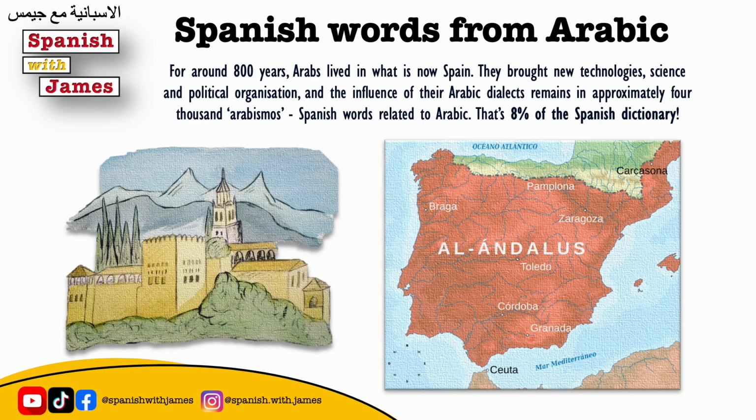So, recapping the influence of Arabic before looking at some examples: Arabs lived in Spain for about 800 years, and they brought with them new technologies, science and political organization, and of course things that they had words for, which then got adapted into the other dialects that were spoken on the Iberian Peninsula and eventually made their way into the Spanish language. Let's take a look at some examples.